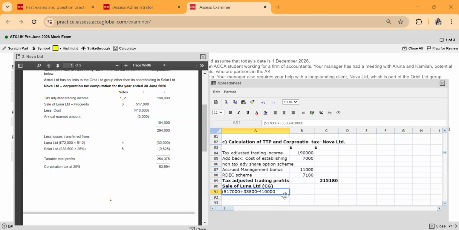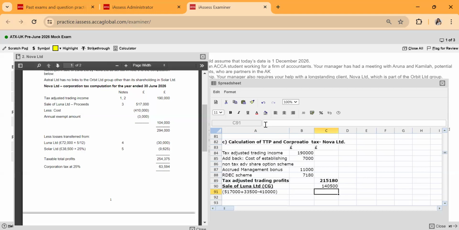They will be added, they will increase the gain. And less 410,000 cost. The 3,000 I will not reduce because it's a corporation. Only individuals get annual exempt amount. And here we get indexation. Nothing is mentioned about indexation, so we assume it's an indexed cost. Now I will add here. Now I am getting the gain of 140,500. Clear? Done. So we are done with this part also.